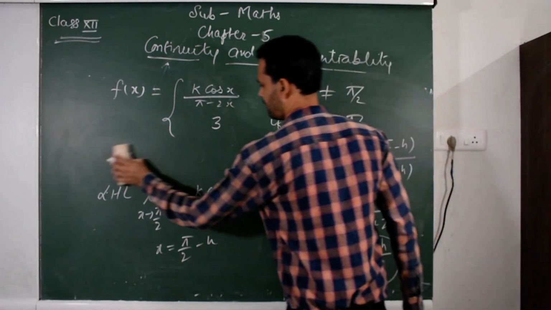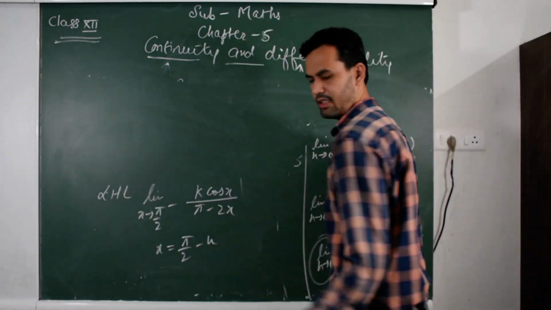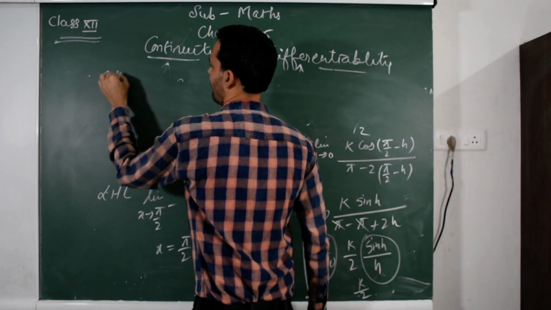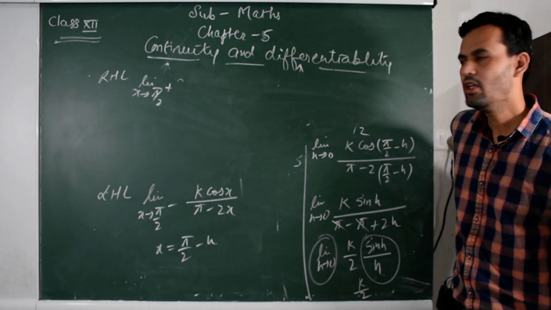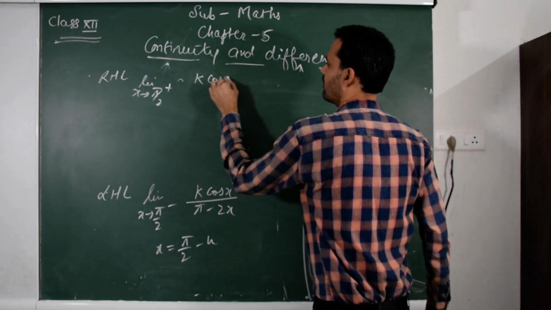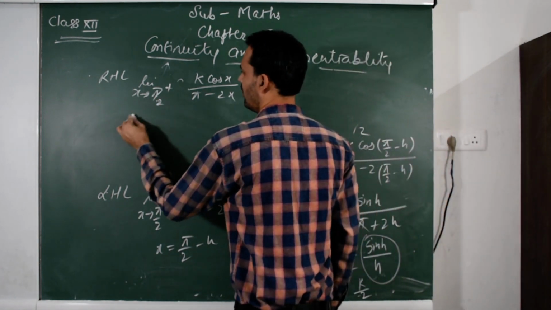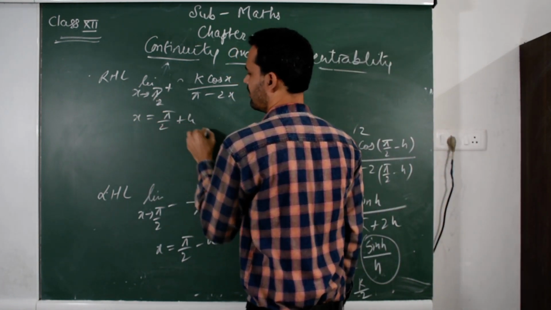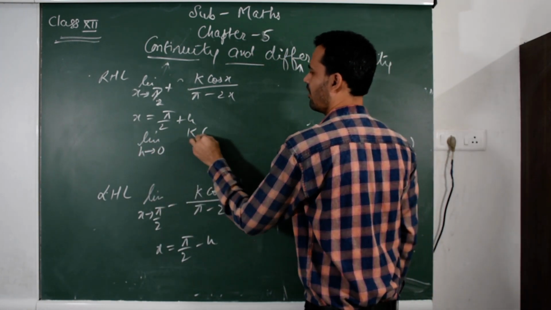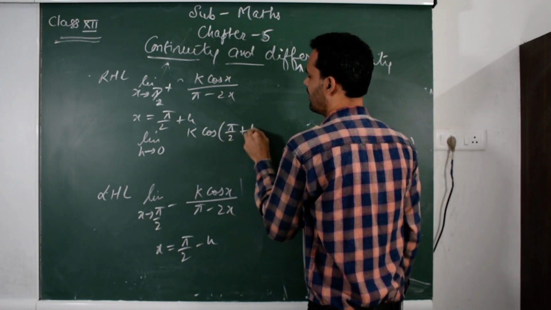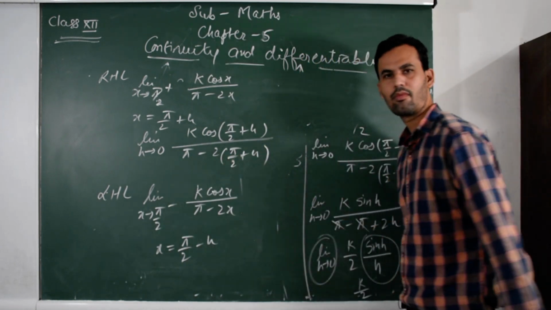Now we take RHL. Limit x tends to pi by 2 plus, same function k cos x upon pi minus 2x. How much greater than pi by 2? It's pi by 2 plus h. So the function changes into h tends to 0, k cos(pi by 2 plus h) upon pi minus 2 times (pi by 2 plus h).